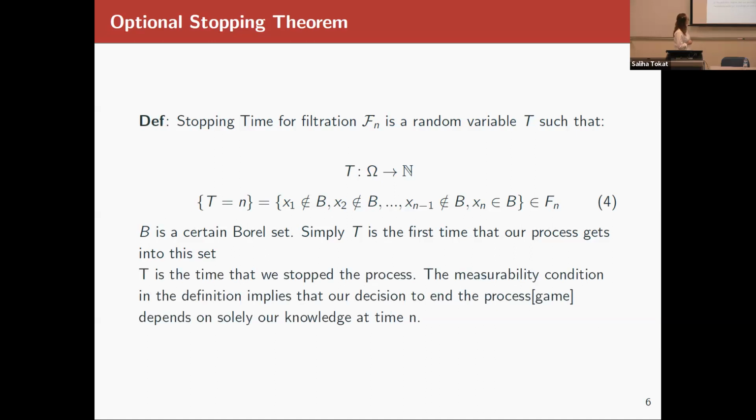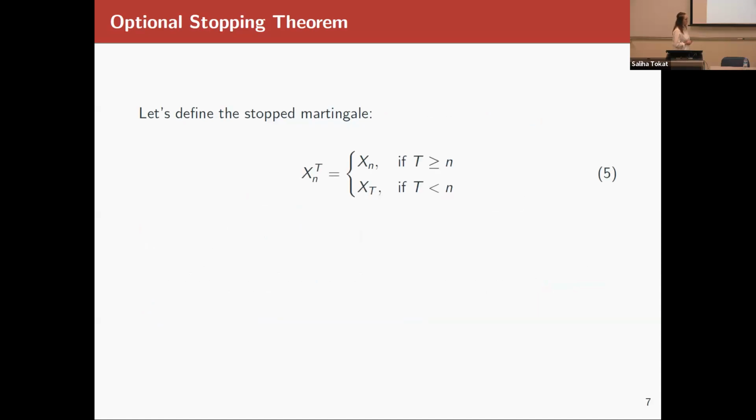So intuitively again, T is the time that we stop the process. The measurability condition here implies that our decision to end the process depends only on our knowledge at time n. So let's define a stopped Martingale. T is here a stopping time again. Xn^T is the stopped process. If n is less than T, then it changes with time as Xn. But if n is greater than T, it is equal to X_T always.